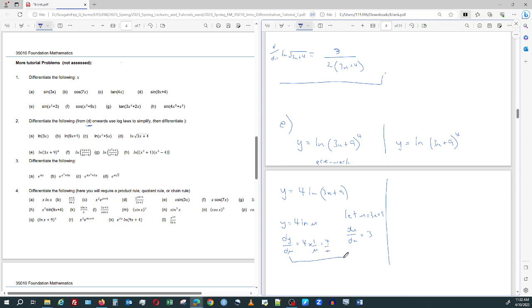Okay, so putting the chains together means putting these terms together. So 3 4s are 12. dy dx, putting all of your chains together, I'll let you do that, is 4 on u, which is 3x plus 5 times 3, and that becomes 12 over 3x plus 9. I said 5, but it's 9. 3x plus 9.